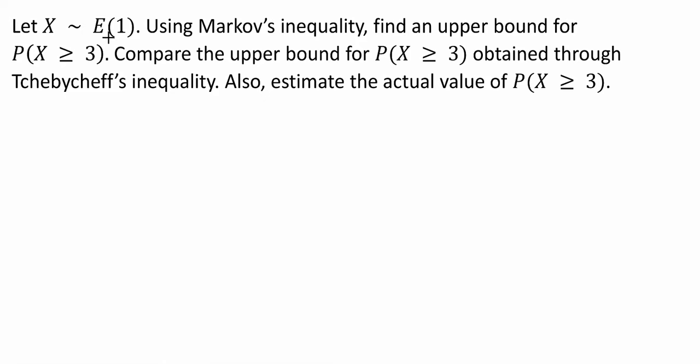Let x follow exponential distribution with parameter 1. Using Markov inequality, find an upper bound for probability of x greater than 3. Compare it with the upper bound for probability of x greater than 3 obtained through Chebyshev's inequality. Also estimate the actual value of probability of x greater than or equal to 3. So the problem has 3 parts over here. The first part we will do using Markov inequality. The second part we will do using one-sided Chebyshev's. And the third part we will do using the actuals.